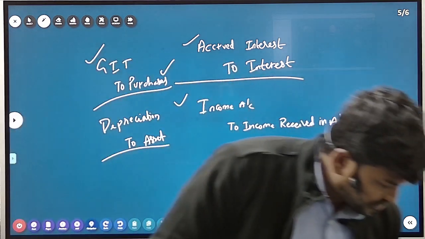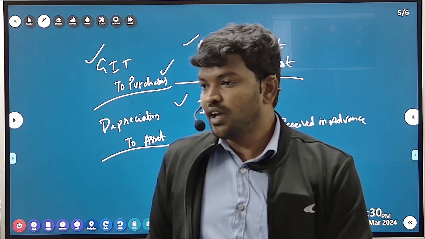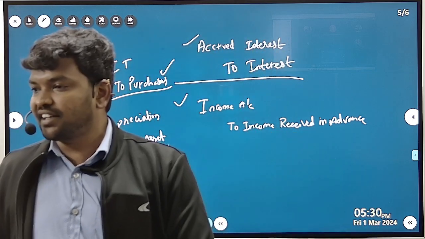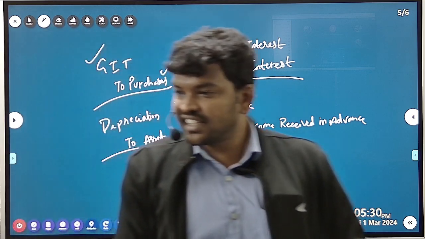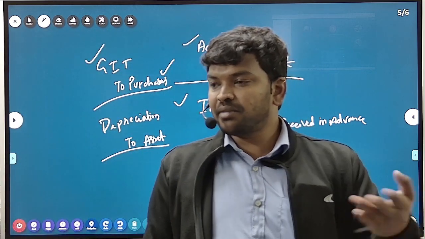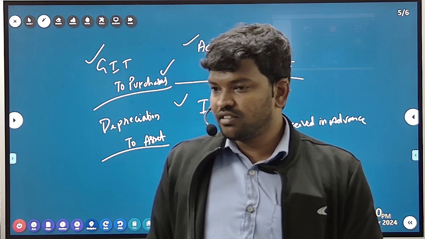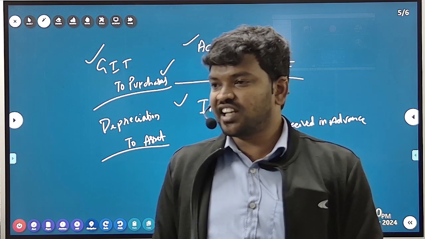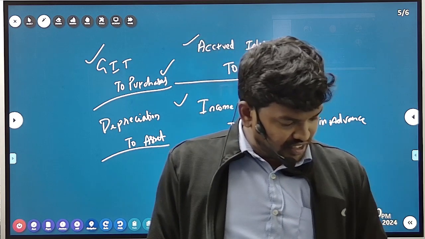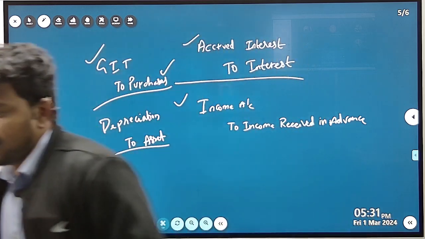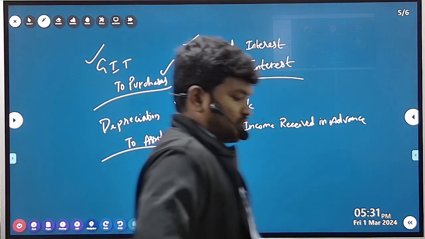Sir, instead of crediting purchases, I'll use sales. No, you should not, because sales is a direct income. If you write it as sales, the income tax department will ask for income tax, and the sales department will ask for sales tax, GST, everything. Because this is not actually a sale. Understood? Any doubts from online students?